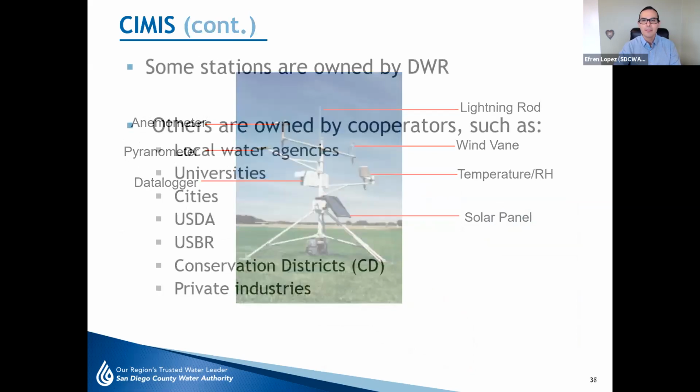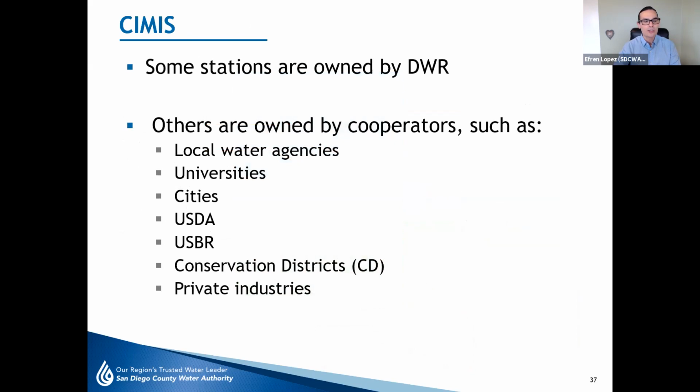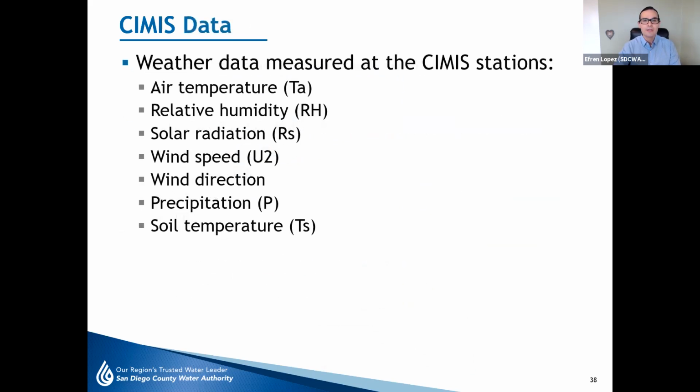So some of the stations are owned by DWR. A lot of them are also owned and operated by local water agencies, universities for research purposes, cities, reclamation. So they're owned by very different groups of the sector. The CIMIS stations measure data that includes, like I said, temperature, humidity, solar radiation, wind speed. It does record wind direction, precipitation, soil temperatures. So they're great recorders of this type of data that we need.